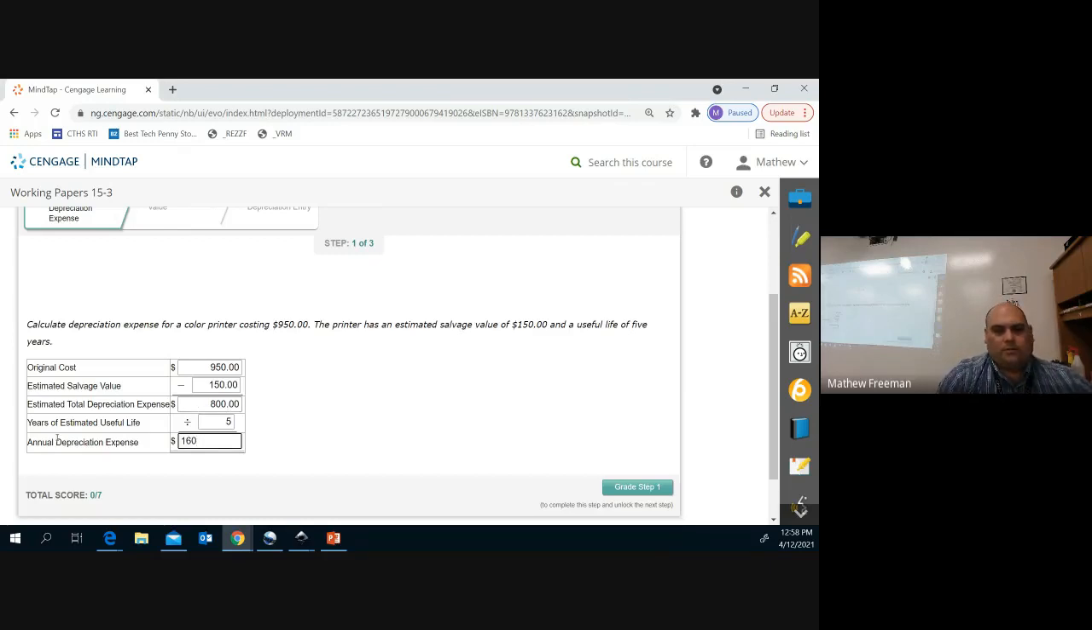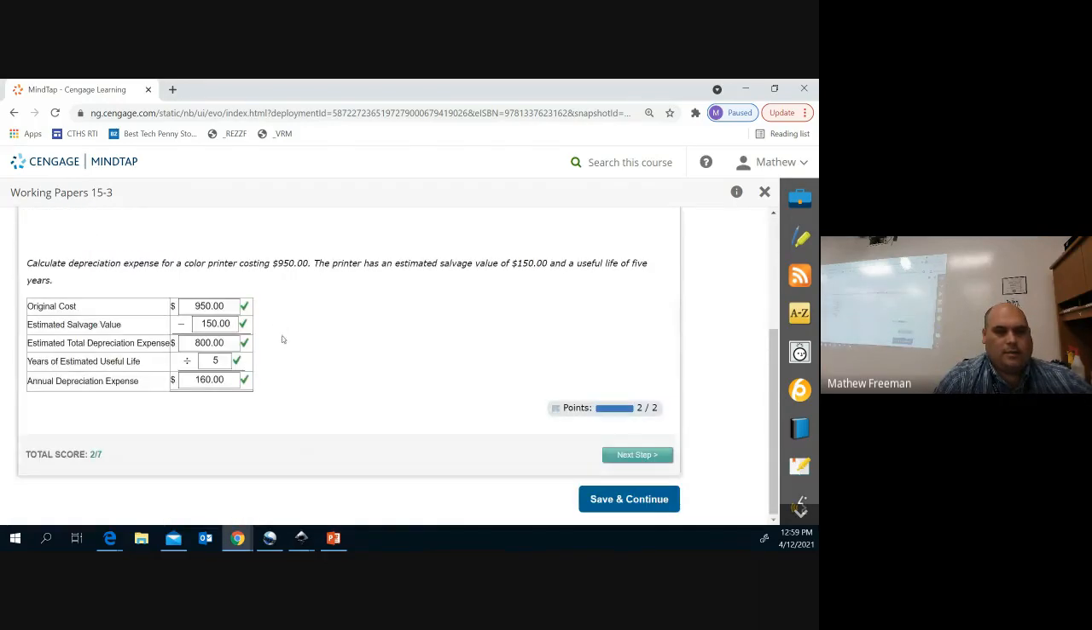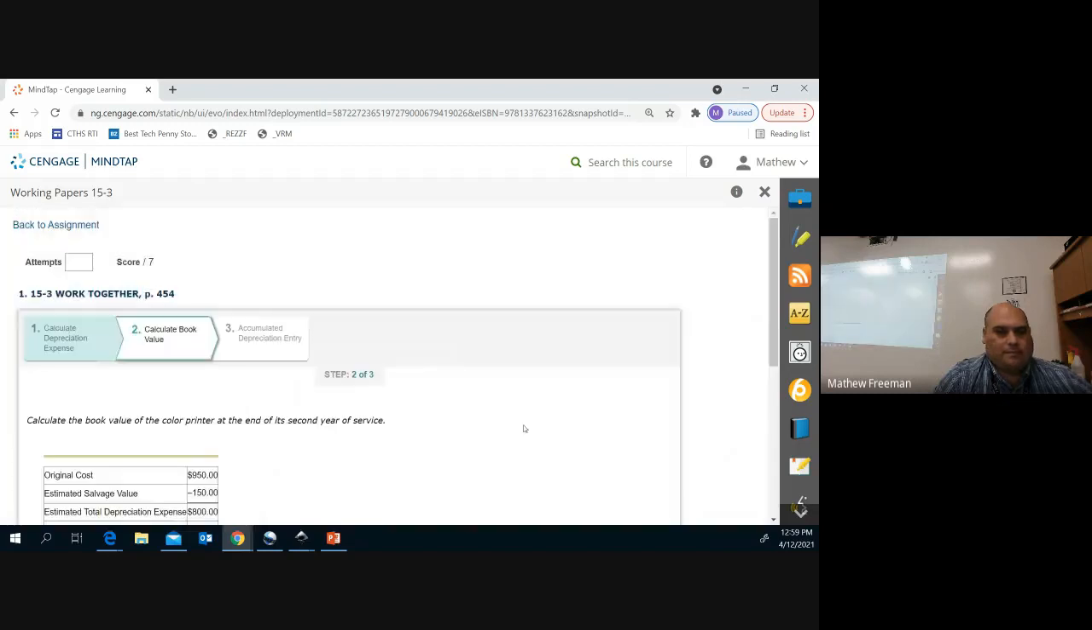So we assume that we're going to expense $160 each year over the 5-year time period. Just looks like my math is correct. $950 original cost. Estimated salvage value is $150. Subtract that, it's $800. Divide by the 5, and when we did that, it gives us $160. So we go ahead and grade, and we can move on to the next step.